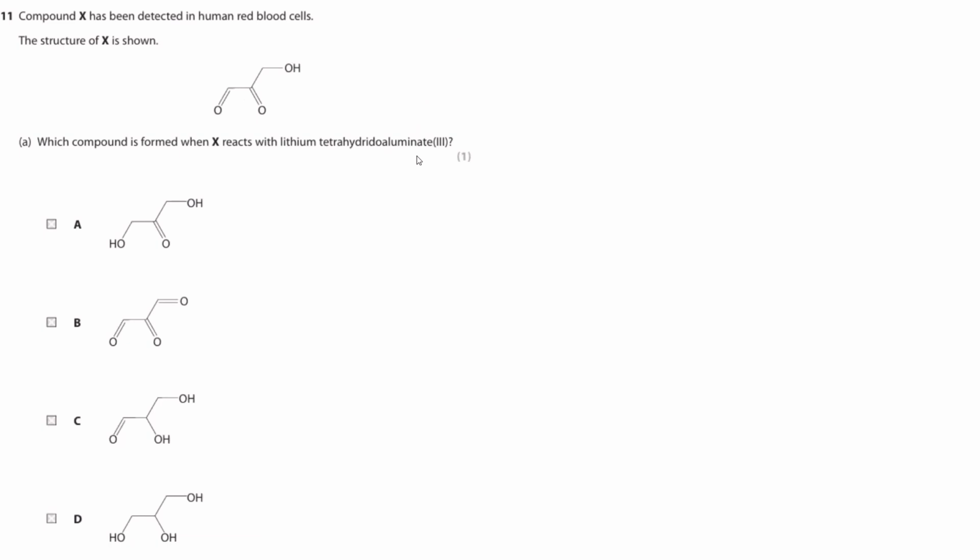This lithium tetrahydroaluminate means it's a reducing agent, so its formula will look like this: LiAlH4. Usually we add it in a dry ether medium because it is highly reactive. So dry ether is a must as a condition. So when you add lithium tetrahydroaluminate into this molecule, this is what will happen.